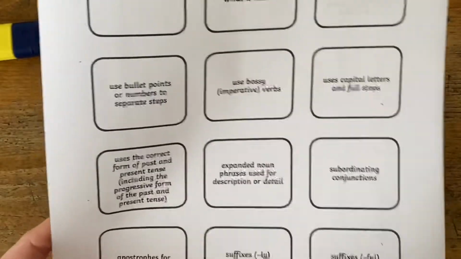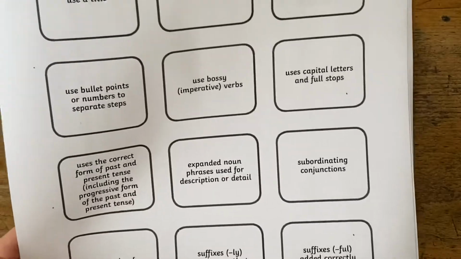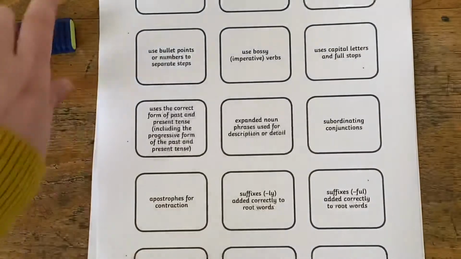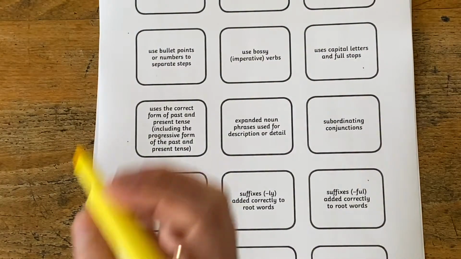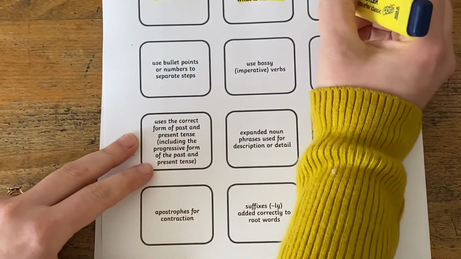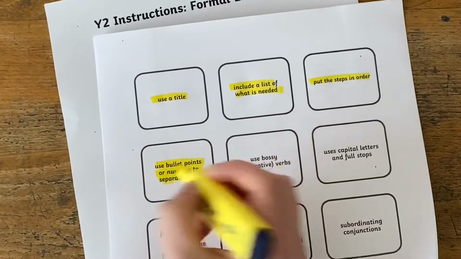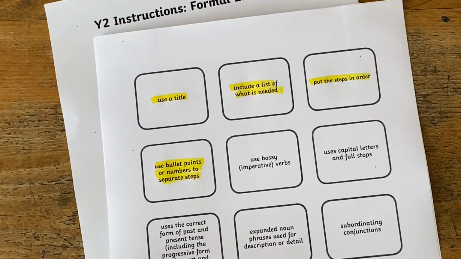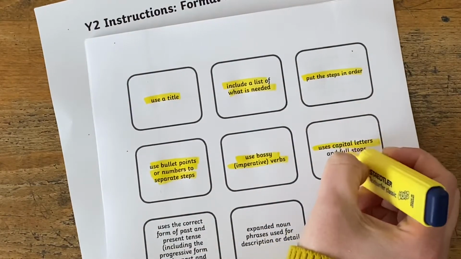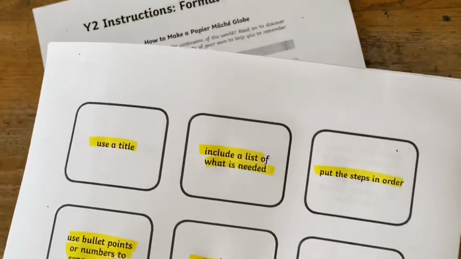So I'm going to use this as a bit of a checklist. Don't worry if you don't understand what all of these things mean. We will come on to them in time. Okay. But the most important ones I'm going to highlight now, using a title, a list of what's needed, putting the steps in order, bullet points or numbers to separate or order the steps, using bossy imperative verbs, capital letters and full stops. Those are the ones that we are going to really focus on today.